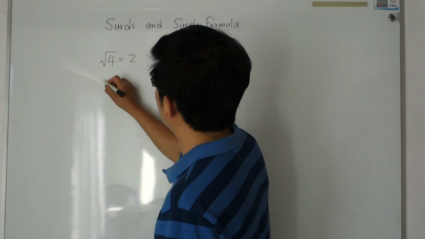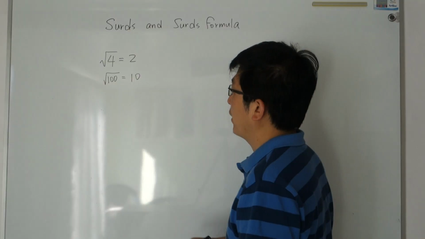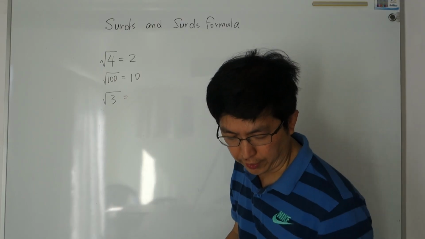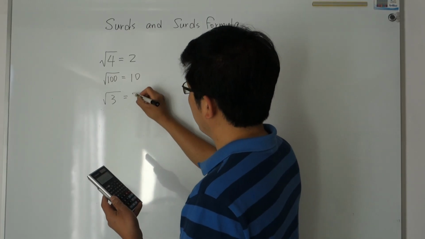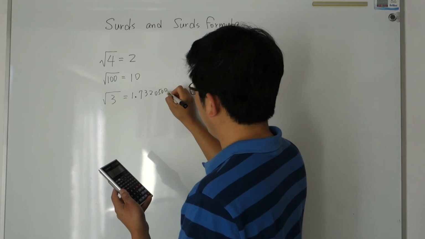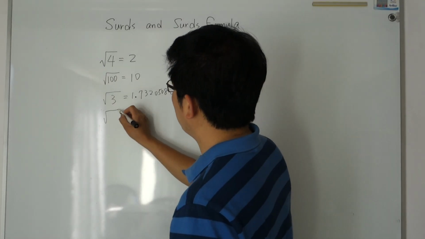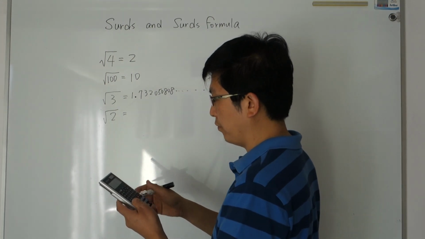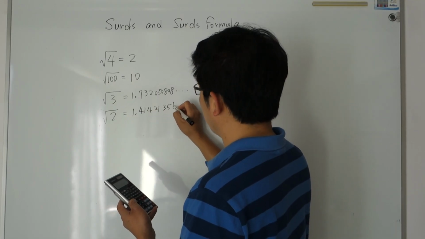And square root 100, we get 10, right? We know that's 10. Okay, how about square root 3? You don't know, so we need to use the calculator. Square root 3, use the calculator. Oh, we get the number 1.7320508088. That is unlimited. Okay? How about square root 2? It equals 1.414213562.